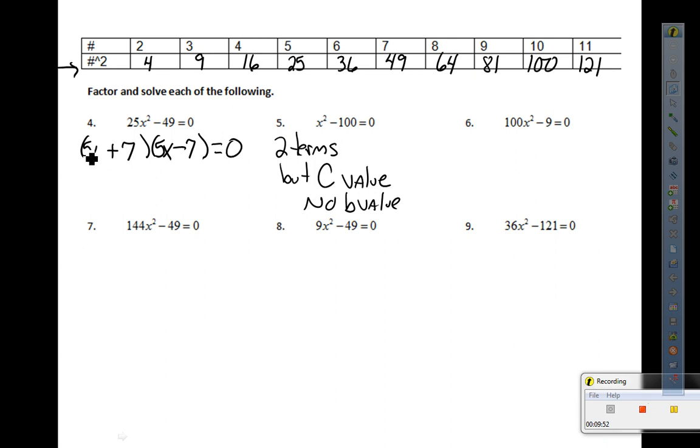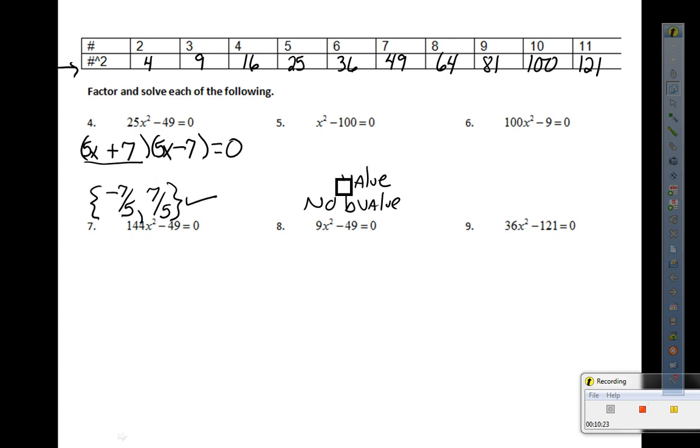It's easy. Square root of that number, square root of that number at the front and the last, plus and a minus in the middle. Now we're going to factor this and solve it. So if I set that one equal to 0, I'm hoping that you would tell me to subtract 7 and divide by 5. On this one, you would add 7, divide by 5. There's my two solutions.